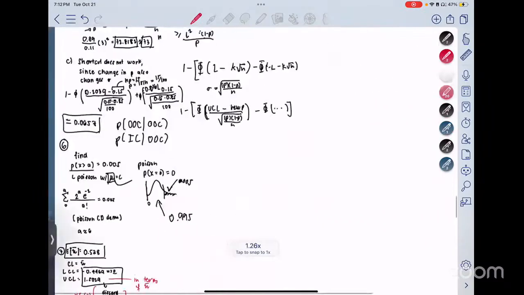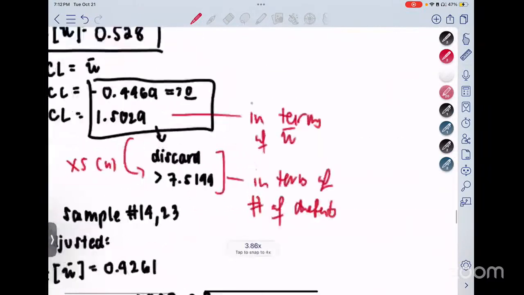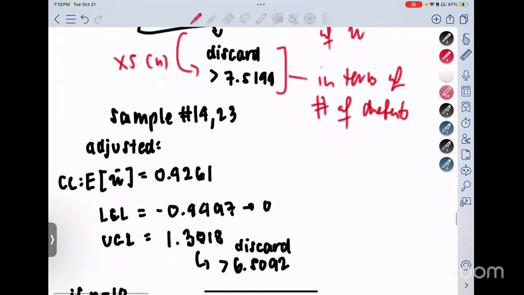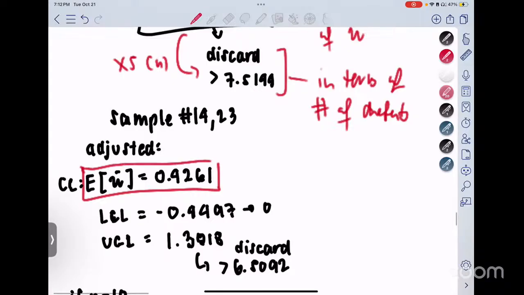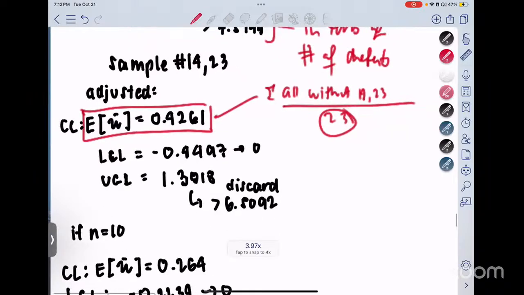If you look at the list here, samples 14 and 23 violate this, and therefore we have to adjust. We have to remove them from the sample. So the new U bar, removing them, is the sum without 14 and 23 divided by 23. I made this mistake a lot. Kung mag-remove kayo ng sample, syempre bababa yung n. So this is just 23 kasi nagtanggal ka ng dalawang sample.